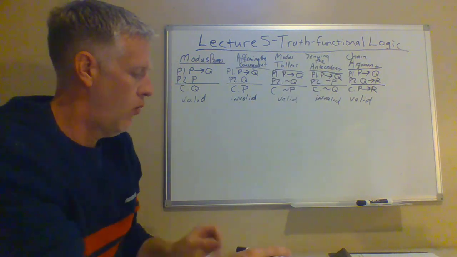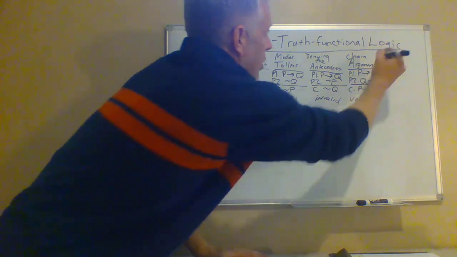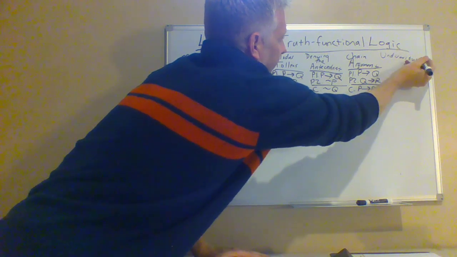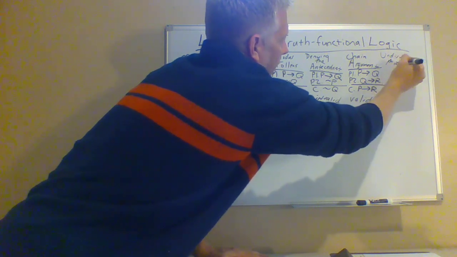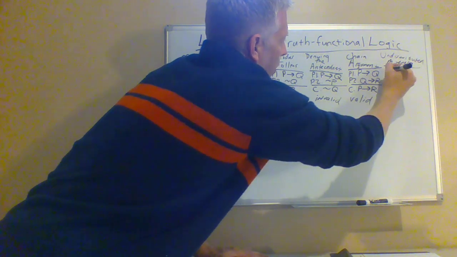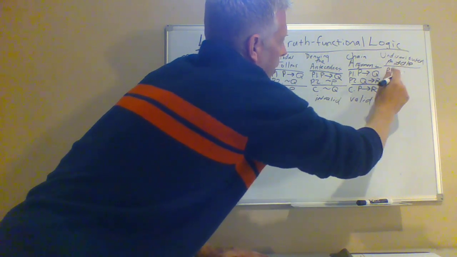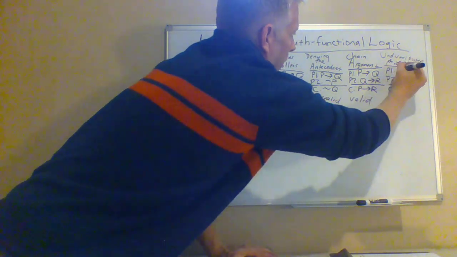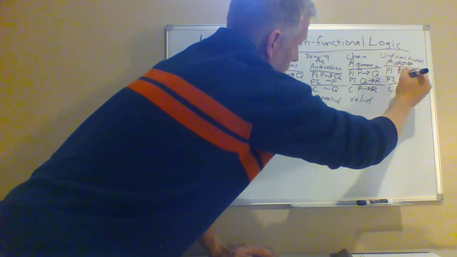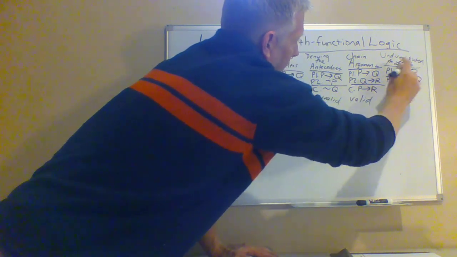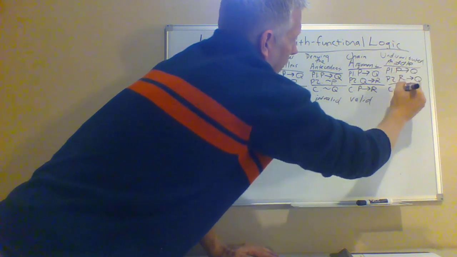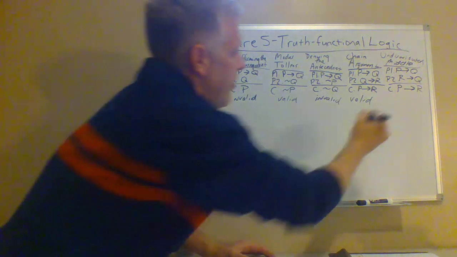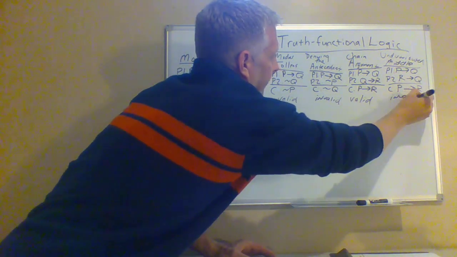And then the last one we want to discuss is what's known as undistributed middle. So we are dealing with 3 claims again. Okay. And this is always going to be invalid.